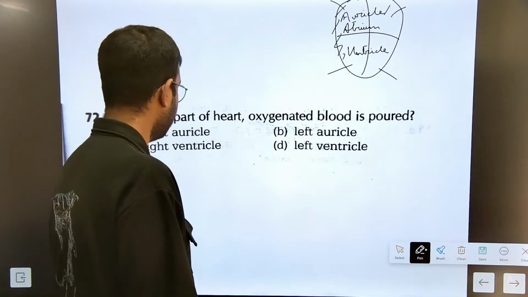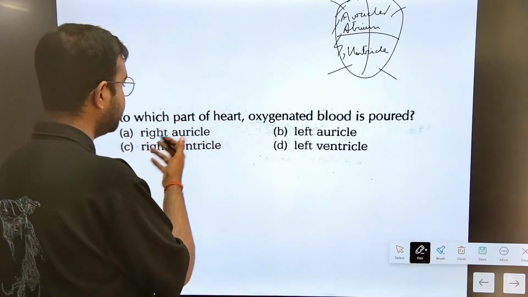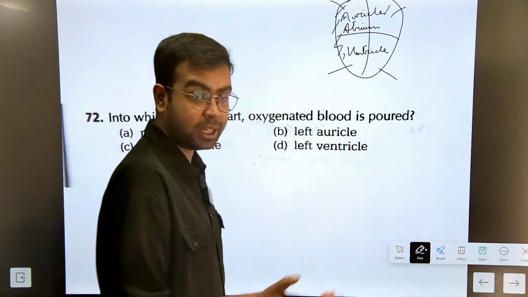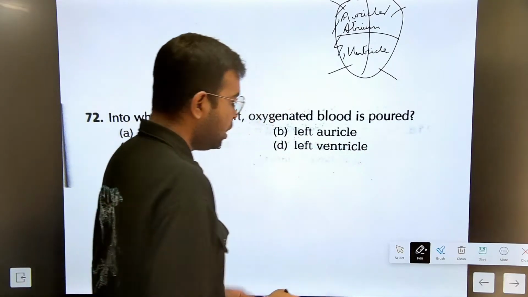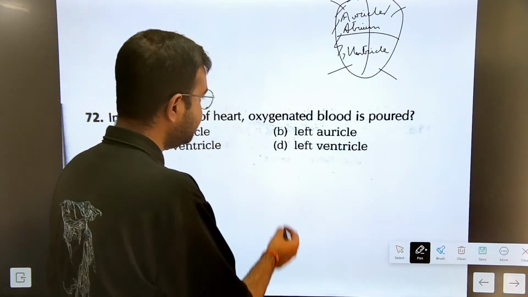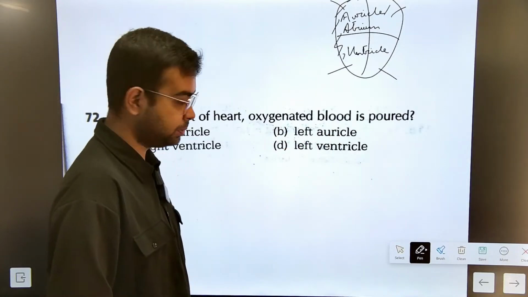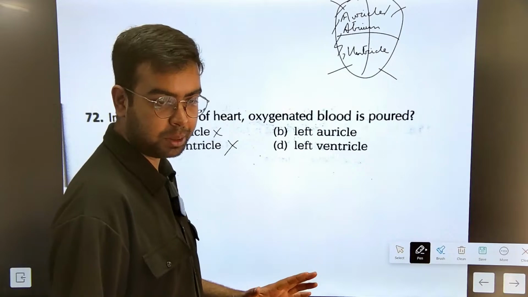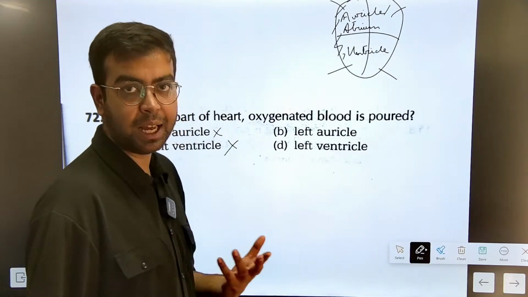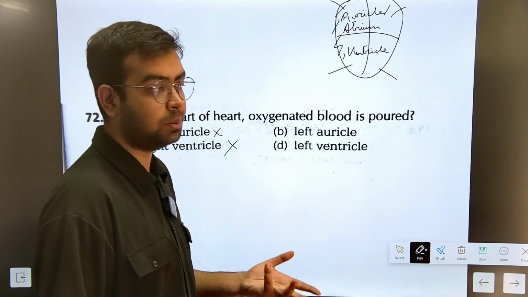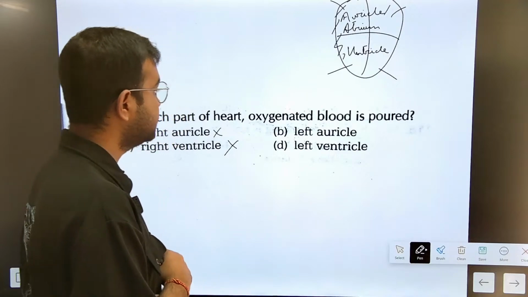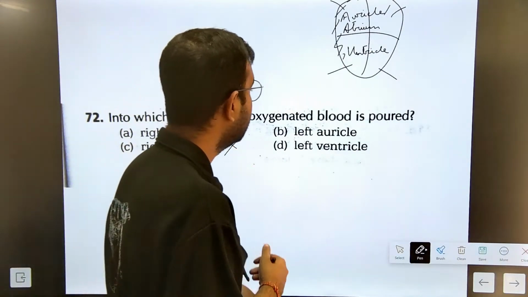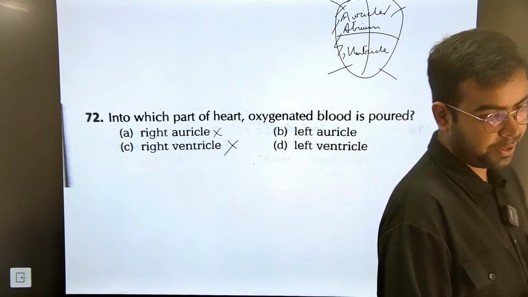So look at the options, and what has been asked in the question: into which part of the heart oxygenated blood is poured. Since we are talking about oxygenated blood, right ventricle and right auricle are already subtracted. Why? Because the right side only has the impure or deoxygenated blood, so there is no question of oxygenated blood. Now let's come to the left auricle and left ventricle.